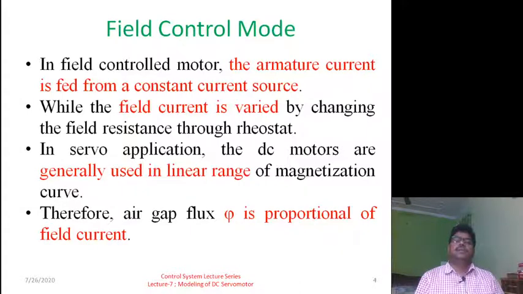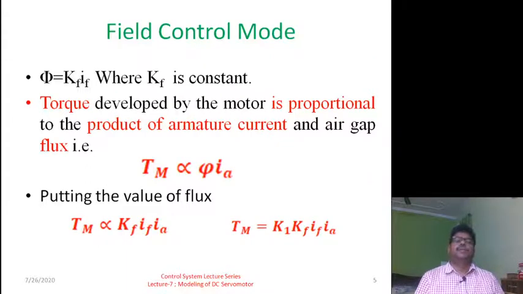Generally, these motors are used in the linear range of the magnetization curve. So the flux in the motor depends on the field current, or basically the field flux is proportional to the field current. Here you can see the flux is equal to Kf If, where Kf is a constant.